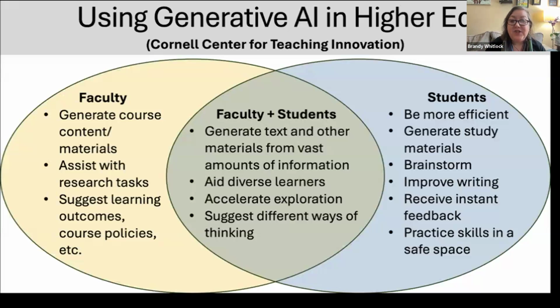And it can also suggest different ways of thinking, and that's one of the ways it can help accelerate exploration of topics. So I think that's how we're currently seeing our faculty and students using these tools.